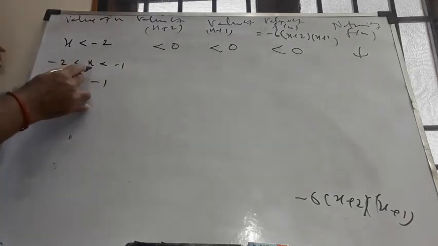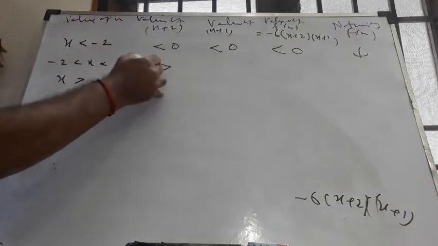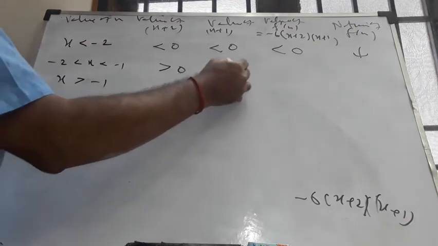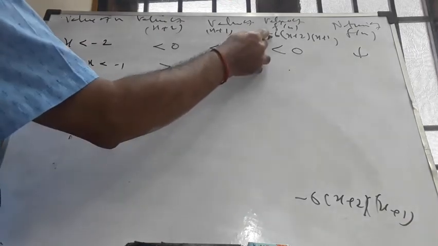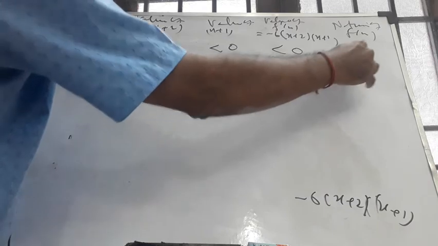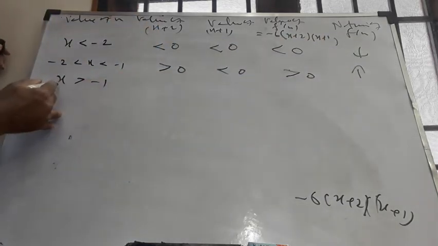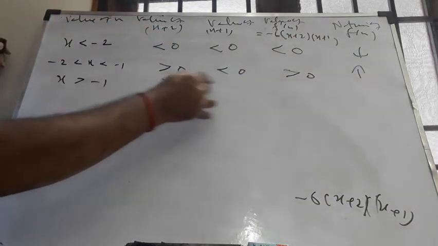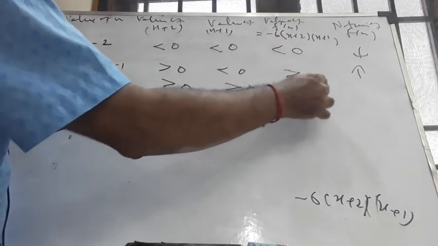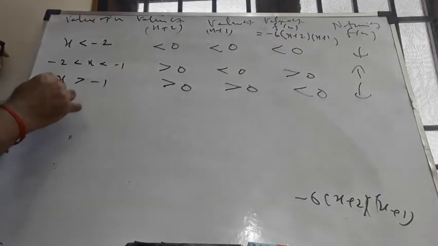Then here I will take minus 1.5. This is positive and this is negative. There is one more negative sign here. Therefore, it becomes positive. Therefore, it is increasing. Then of course the easiest value here is 0. 0 plus 2 is positive. 0 plus 1 is positive. There is a negative sign. It becomes negative. Therefore, it becomes decreasing.